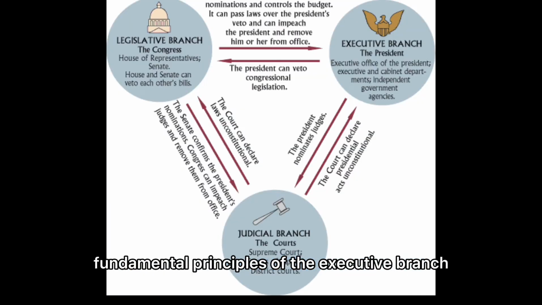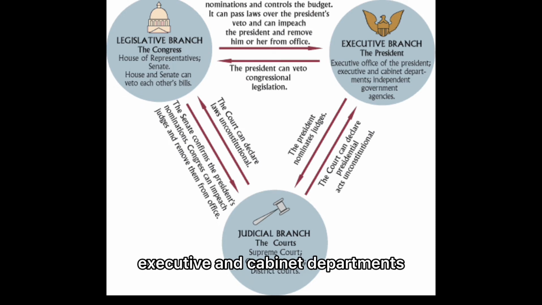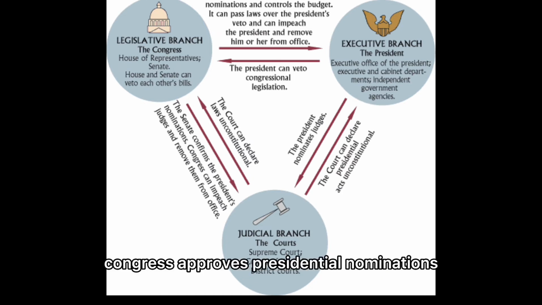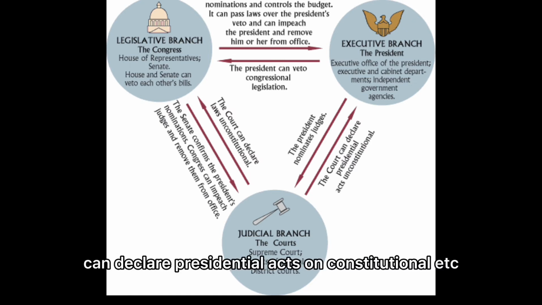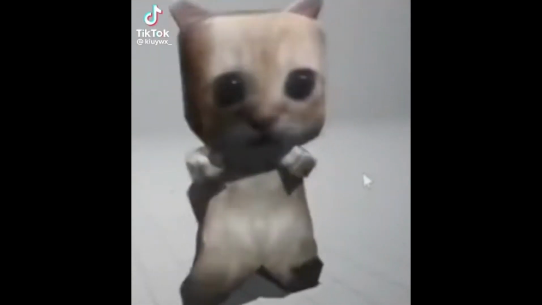Fundamental principles of the executive branch. The executive branch consists of the President, executive and cabinet departments, and independent government agencies. The President nominates judges. The President can veto congressional legislation. Congress approves presidential nominations, and controls the budget. The court can declare presidential acts unconstitutional, etc. On to the last one, the legislative branch.